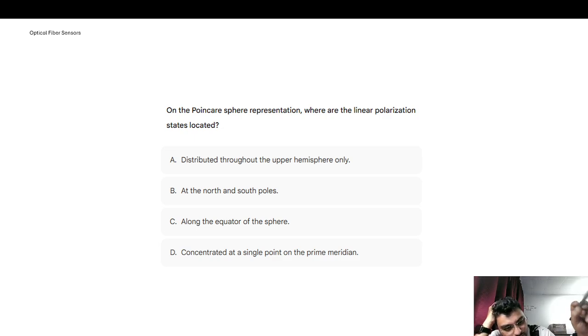Okay, yeah, you are correct. So option C represents the equator of the sphere: along the equator, all possible linear polarizations are represented, while the poles represent circular polarizations, and the area in between represents the elliptical states. So this is the correct answer.